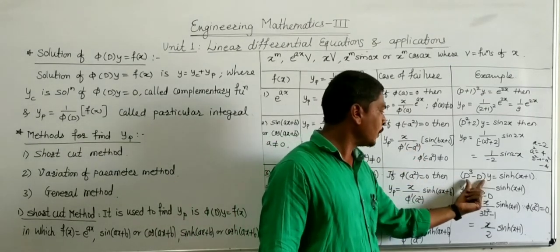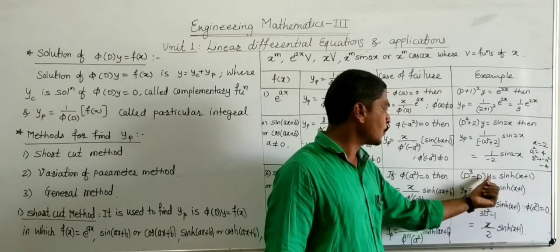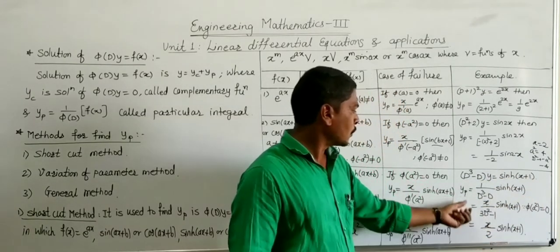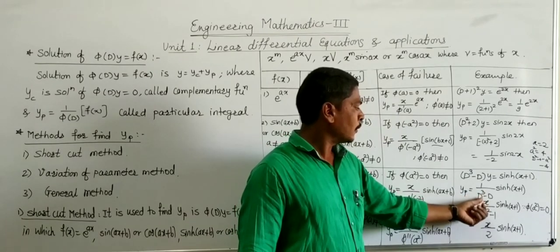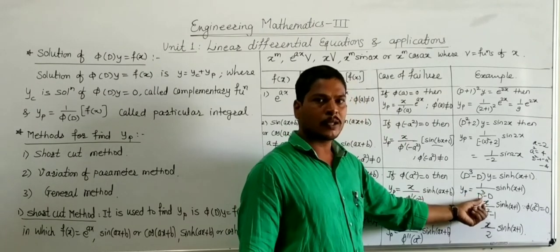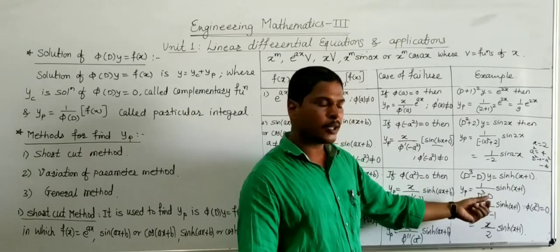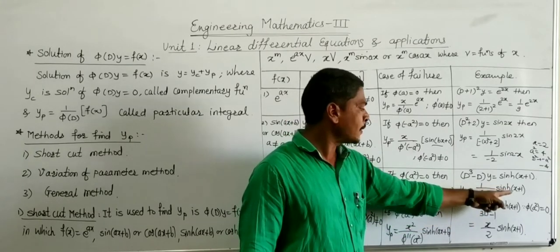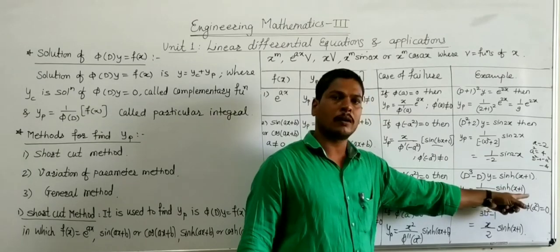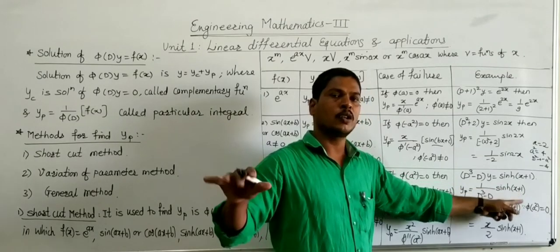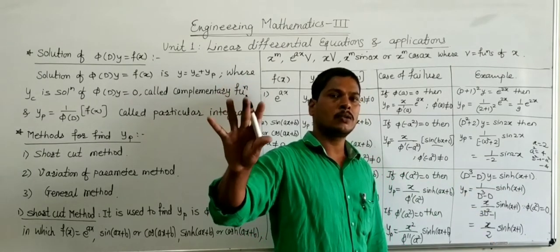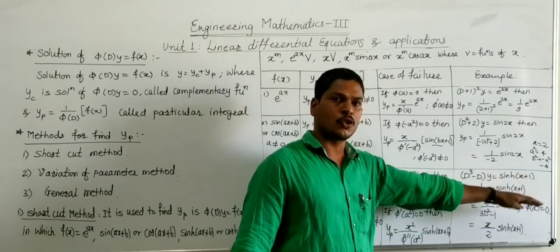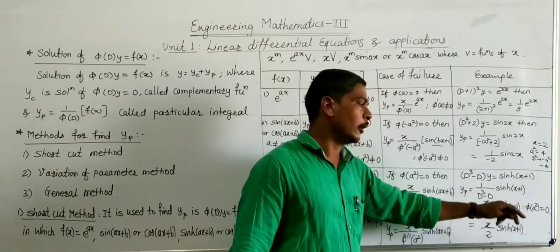Particular example of this case 3 becomes d cube minus d into y is equal to hyperbolic sine x plus 1. In that case, here d square is absent, so write this d cube in terms of d square. So we get d into d square minus d. By replacing d square by a square, here a is 1, that means replace d square by 1 square, which is 1, we get d minus d, that means 0. This is the case of failure.